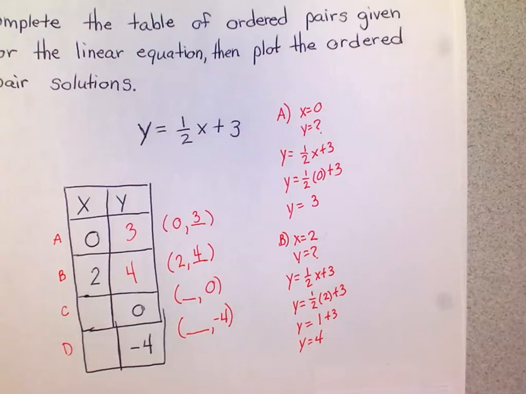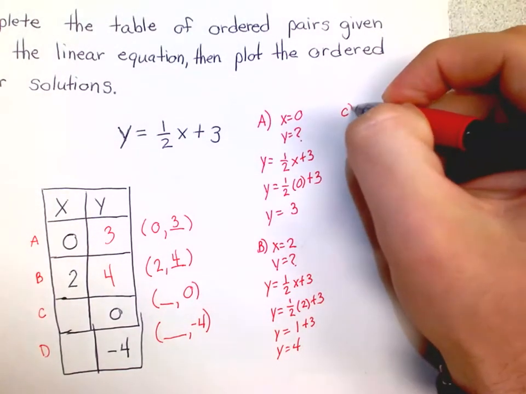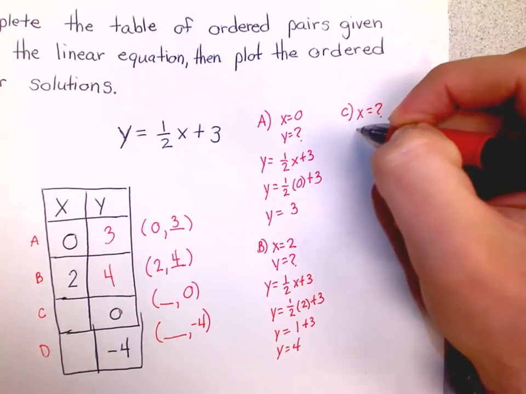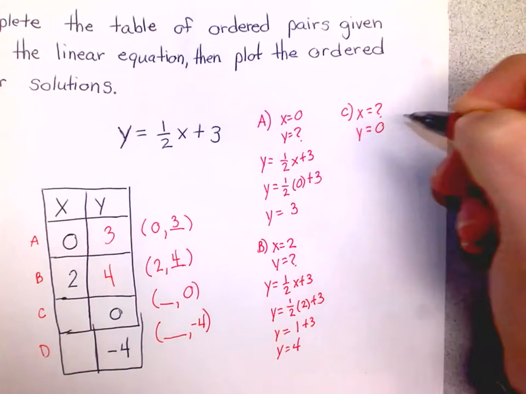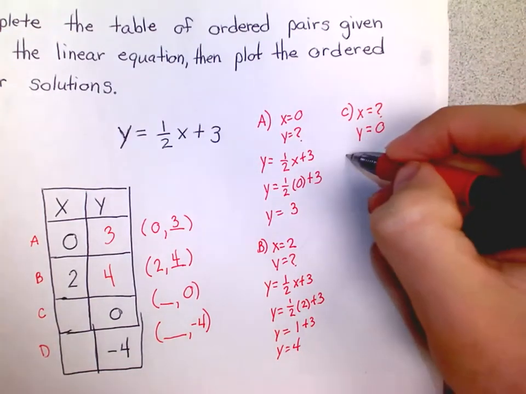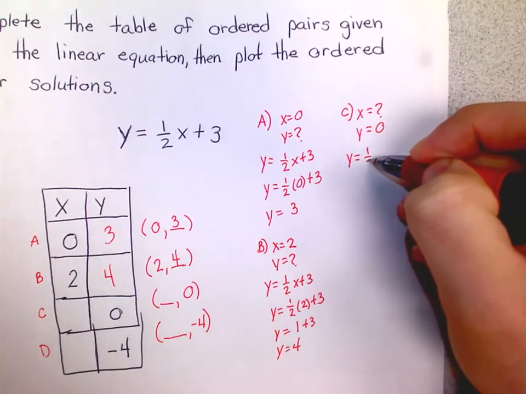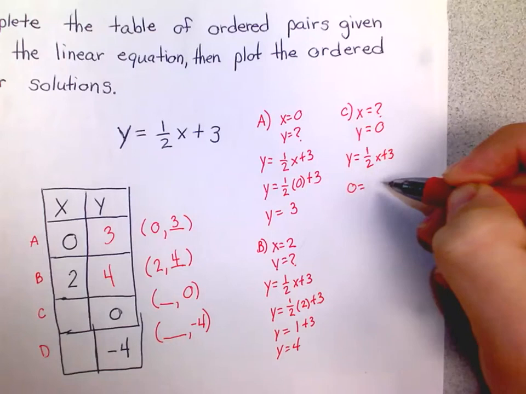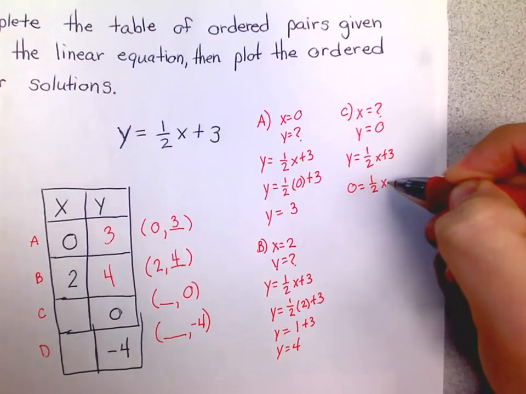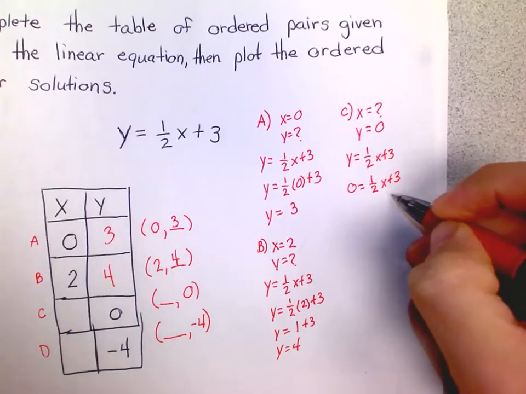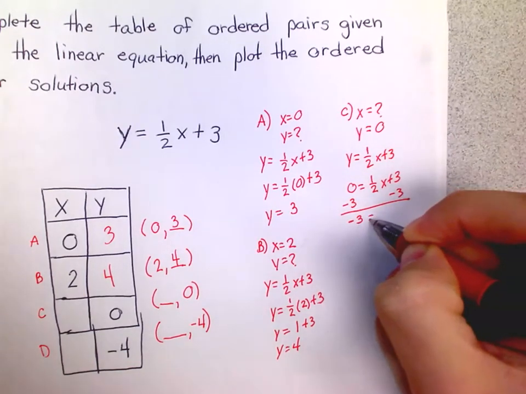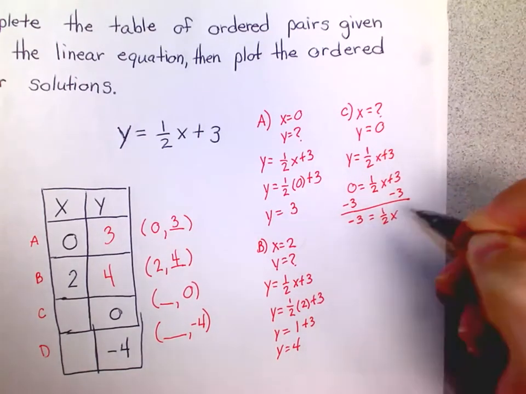Let's look at part C. X, in this case, we have no idea, but we know that y is equal to 0. So let's take our original equation, y equals 1/2 x plus 3. In this case, let's plug a 0 in for y, and let's solve for the x. First, you want to subtract 3 on both sides. So -3 equals 1/2 x.